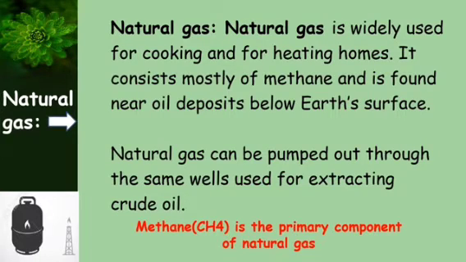Do you remember having seen it in that picture where petroleum extraction was shown? Natural gas can be pumped out through the same wells used for extracting crude oil. Now, this is an important point to be remembered, children. Methane, which is in gaseous form, CH4 is the formula. Methane, CH4, is the primary component of natural gas.